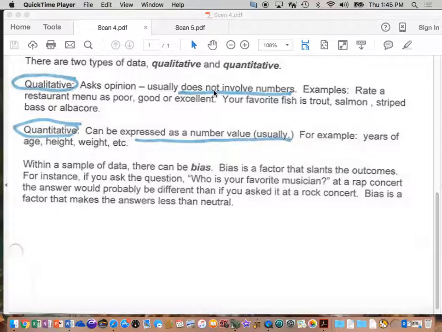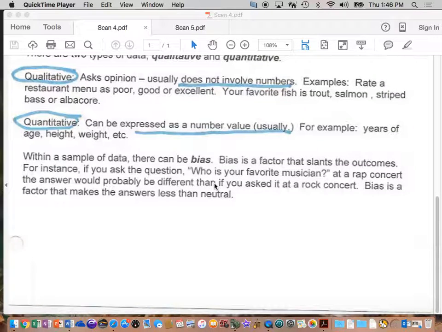Quantitative is a quantity. It's a number value. Now that might be something like, how tall are you? How much do you weigh? What was your grade on your test? How many push-ups can you do in 30 seconds? What is your vertical leap? How many points did you get in today's game? Those are all quantitative data, okay?